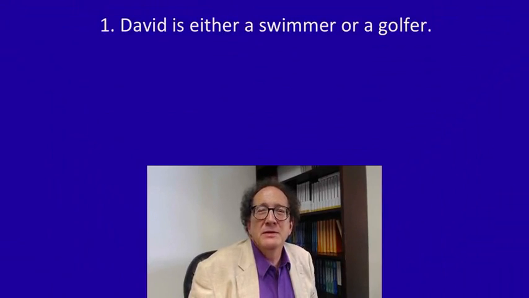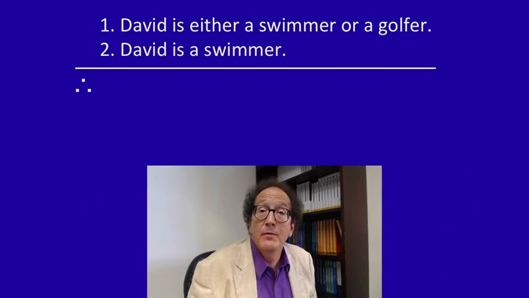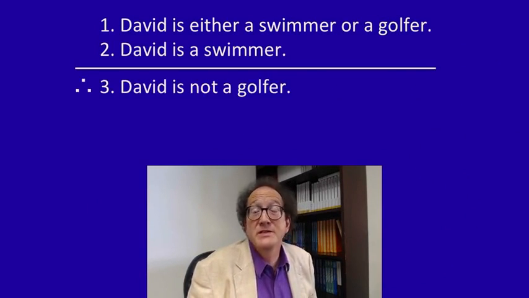So far, we've only looked at arguments with all and some, and we've looked at Henry and Ford and Chrysler and so on. But the same points are going to apply to lots of different arguments with very different forms. So let's look at one example of that. Premise 1, David is either a swimmer or a golfer. Premise 2, David is a swimmer, therefore, conclusion, David is not a golfer.